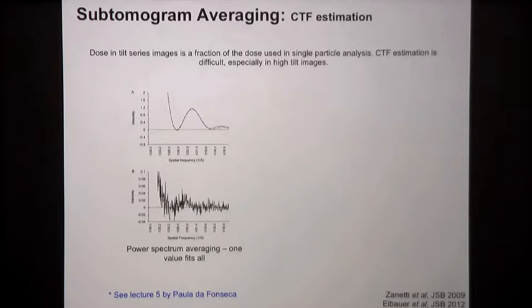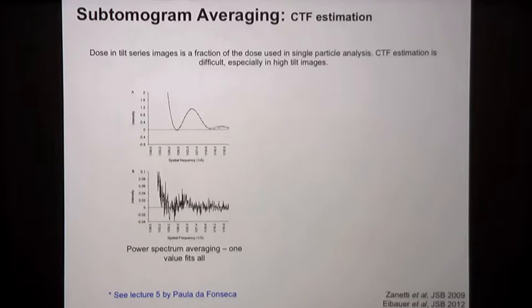In tomography, because we are imaging the same kinds of samples which are similarly limited by dose, the dose in each single tilt series image is a fraction of the dose we use in single particle analysis. If you remember from Paula's talk, the way to estimate the CTF is to take a Fourier transform of the image and inspect the tone rings which are present in the Fourier transform. And using this, we can estimate the defocus of the microscope when the data was collected.